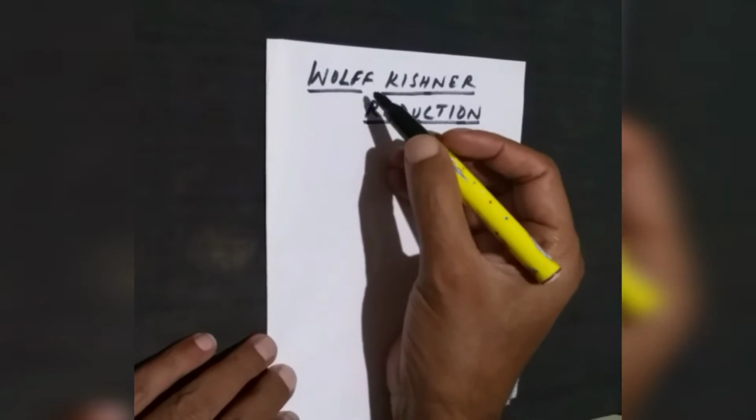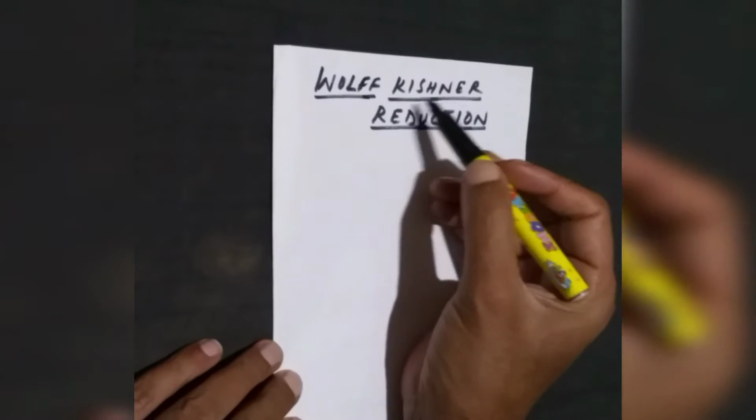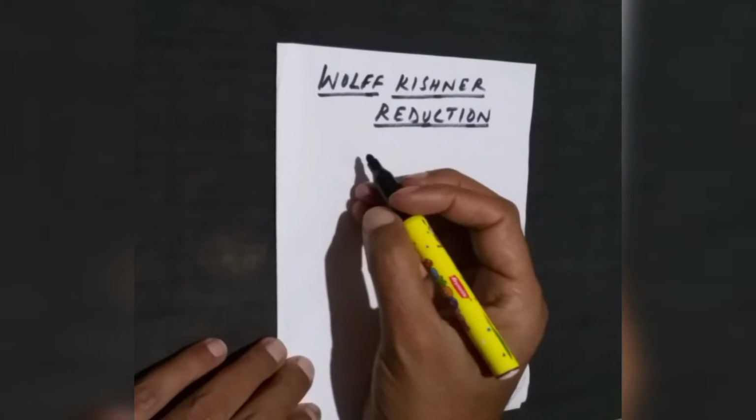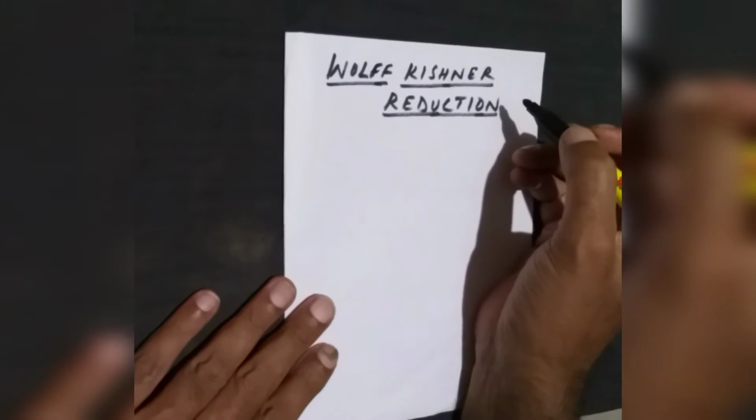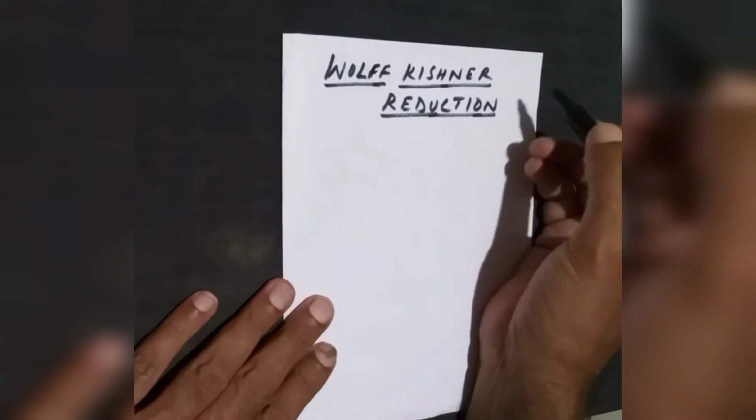So in this video we will discuss the Wolff-Kishner reduction. It is a reduction of aldehydes, same like the Clemmensen reduction. The aldehyde will be converted to the alkane.